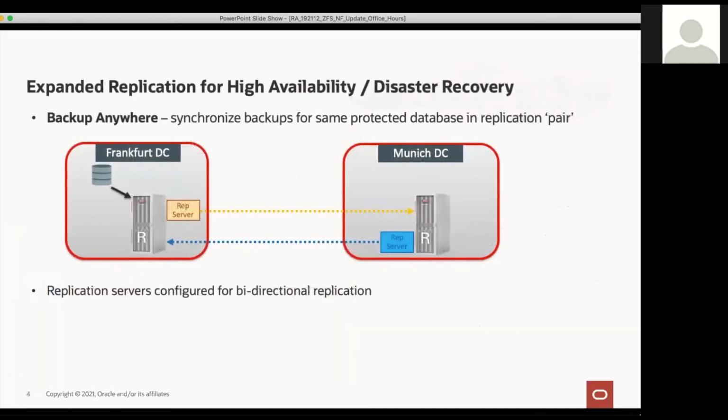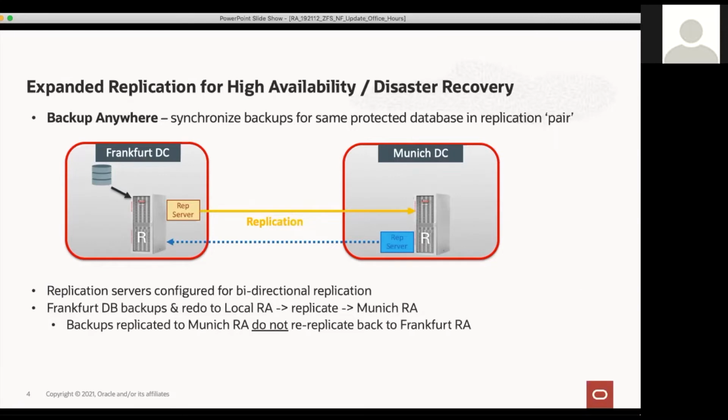So what's new in the 19.2.112 software release is the expanded replication configurations that are available. Let's start with backup anywhere. This new capability allows two recovery appliances to synchronize their backups for the same protected database in a replication pair. And what do I mean by a pair? It's simply a bidirectional replication configuration. You have a replication server on each of the appliances pointing to the other RA. Now, backup anywhere does not require any new parameter settings. It's actually enabled by default.